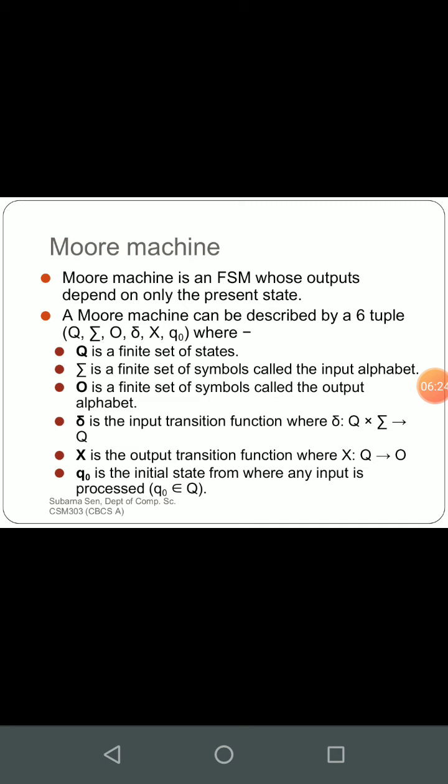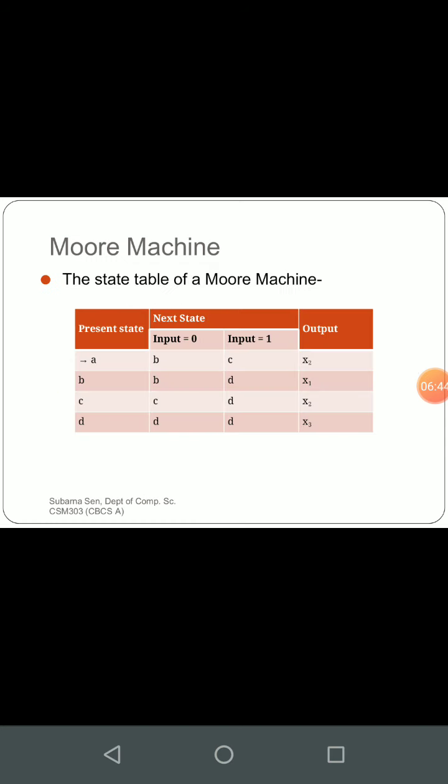So here output generation is depending on to which state we have transited to, not the input value. But in case of Mealy machine, we have seen to which state we are coming to and for which input value this transition is possible. Both the conditions were required to generate one output. Fine, the rest are the same. So now let us see the table.